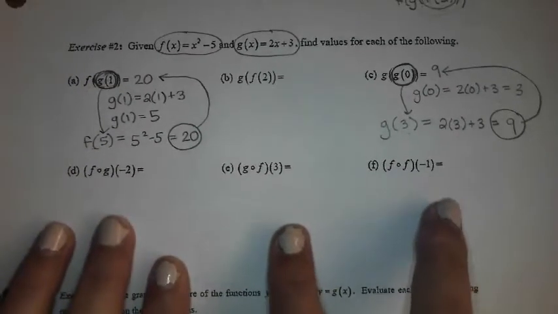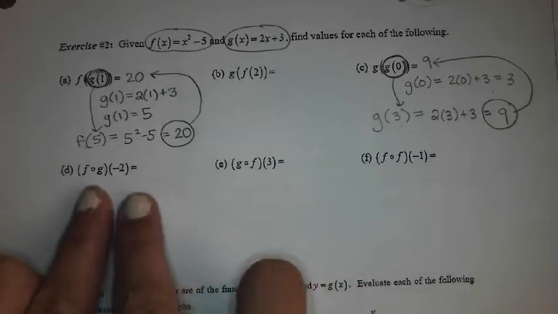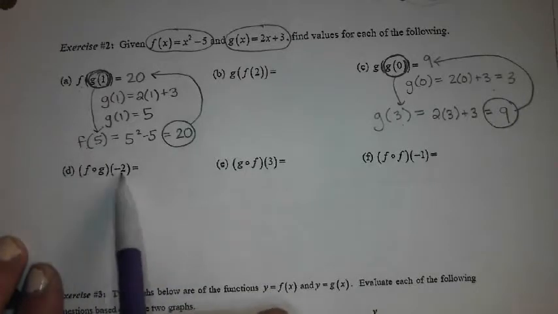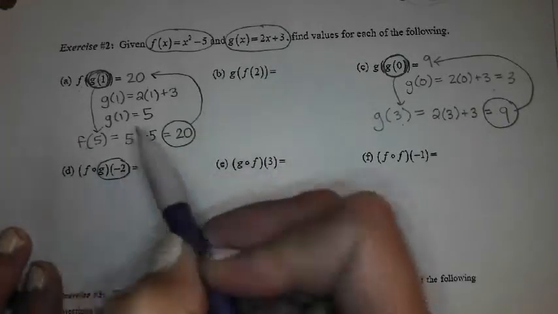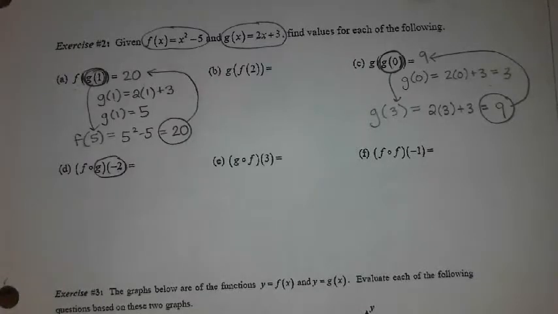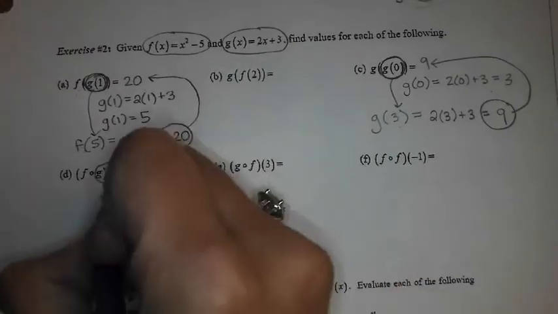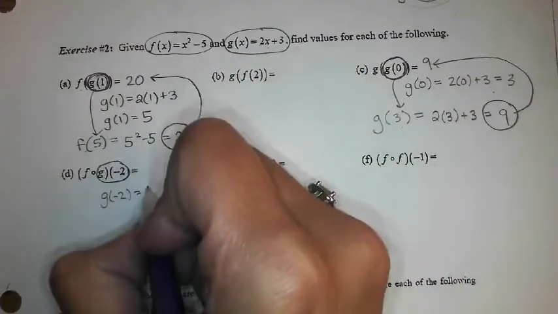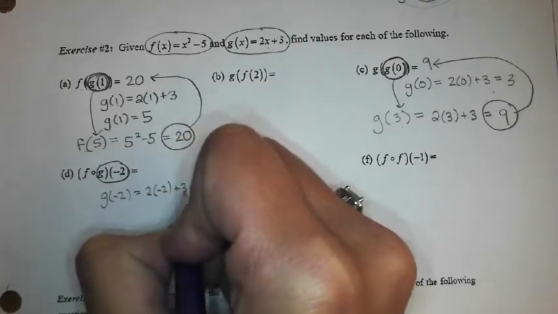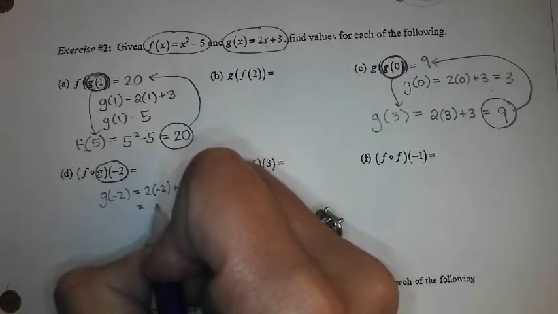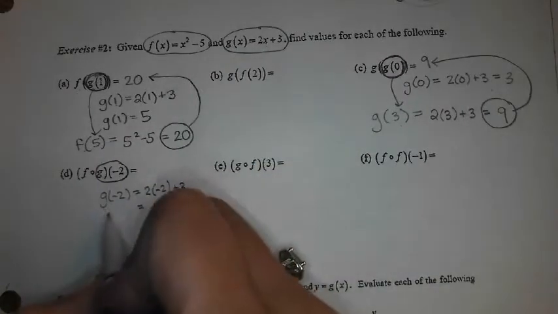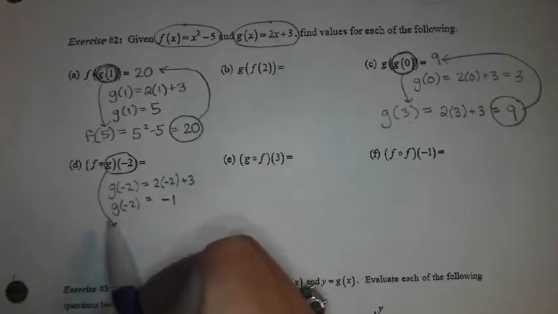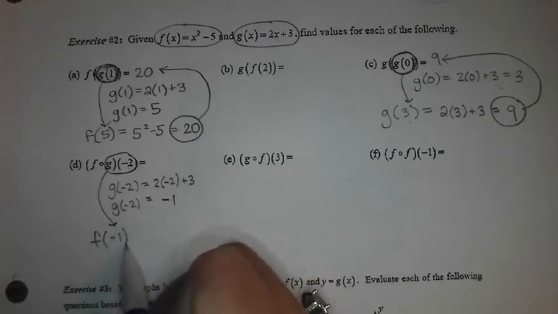D, E, and F are the exact same thing. They're just using a different notation, but this means the exact same thing. This is f of g of negative 2, and you still work right to left, inside out. You find g of negative 2 first, which will be plugging in a negative 2 here. So that's going to be negative 4 plus 3, which is negative 1. So if g of negative 2 equals negative 1, I do f of negative 1.